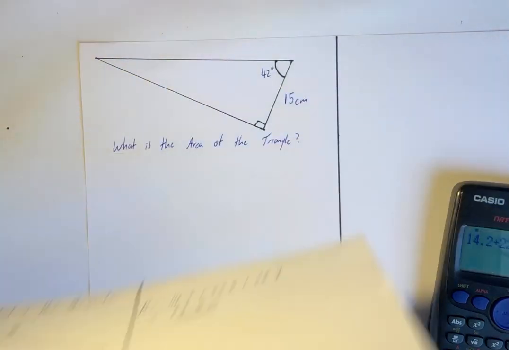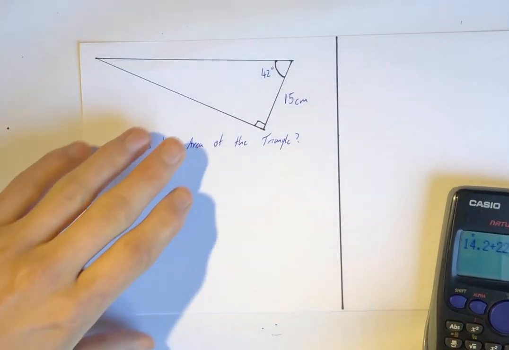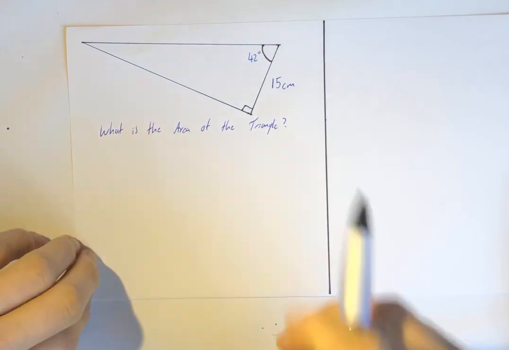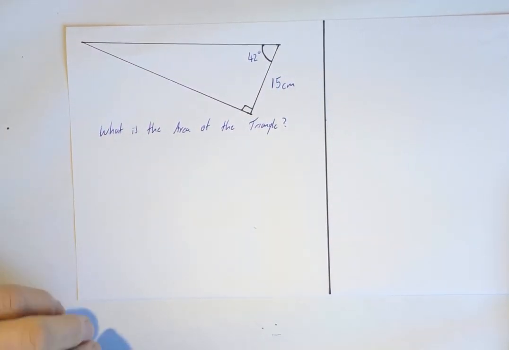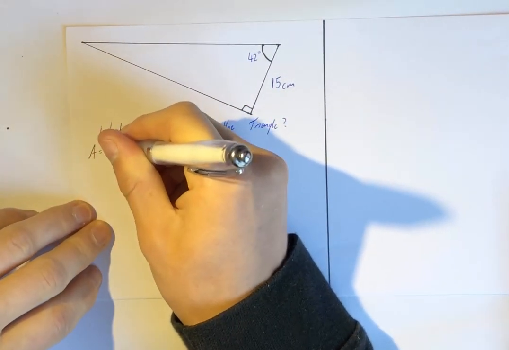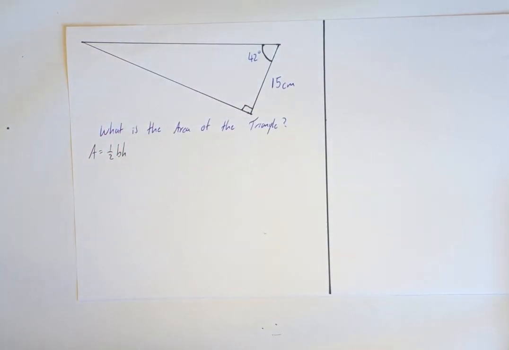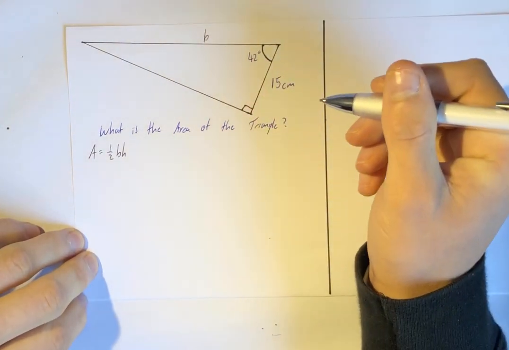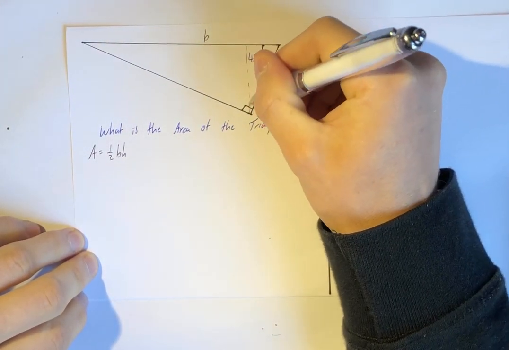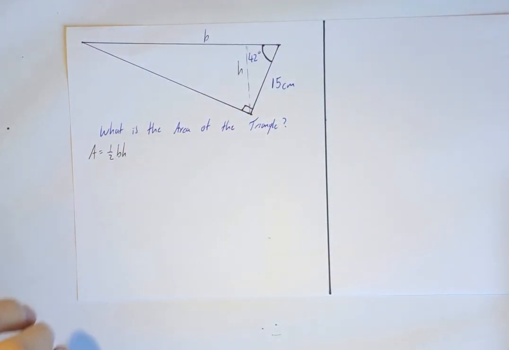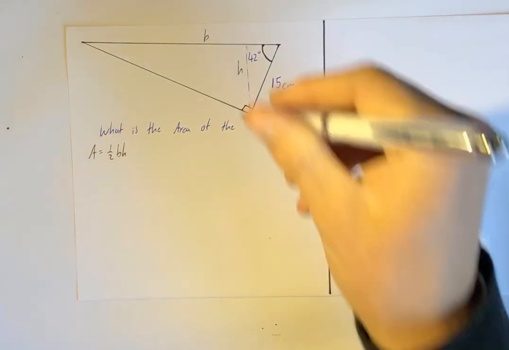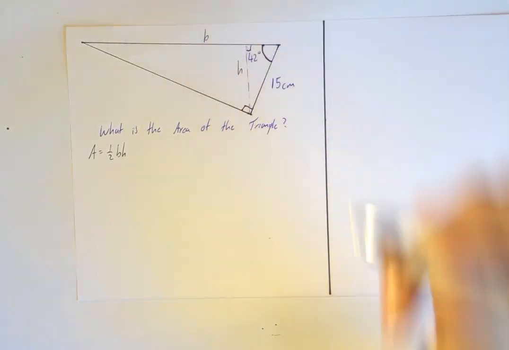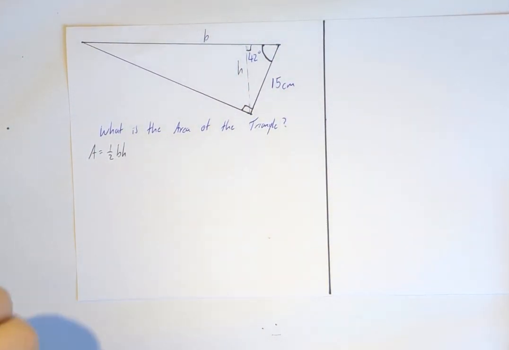Okay, here's another problem. What is the area of this triangle? And so remind ourselves that area is a half base times height. Now we don't have a base and we don't have a height. Luckily we're dealing with a right angle triangle, so if we call this our base, and we can call this vertical distance here our height, you can see that I've now split this problem up into a couple of right angle trig problems, and we'll be able to find the area.